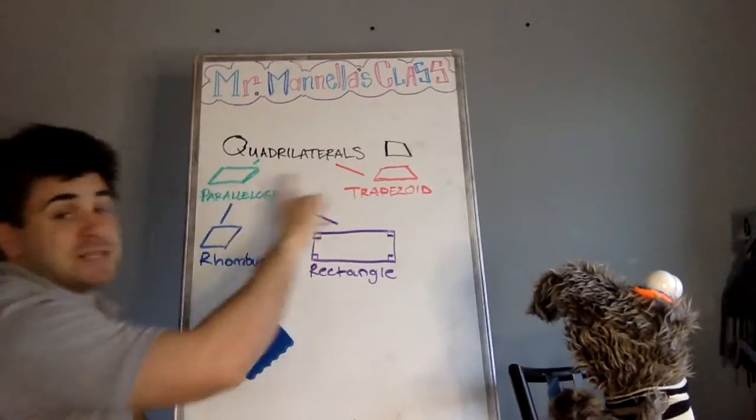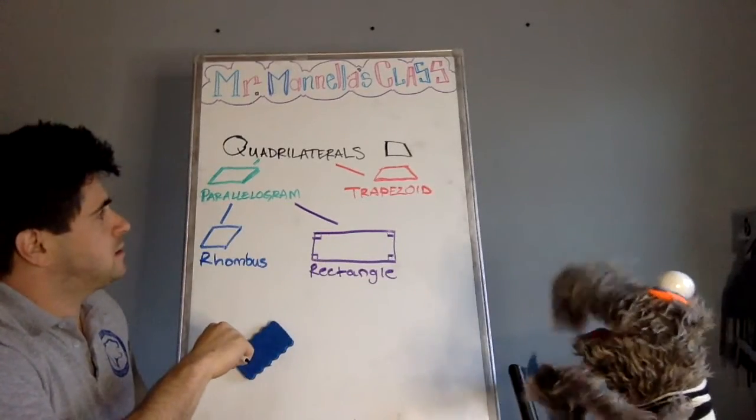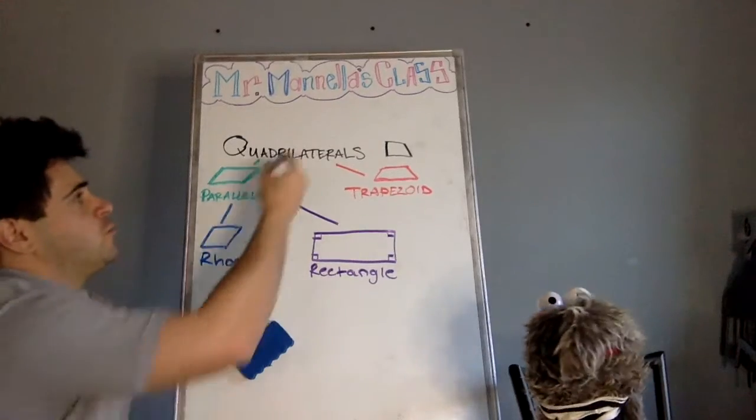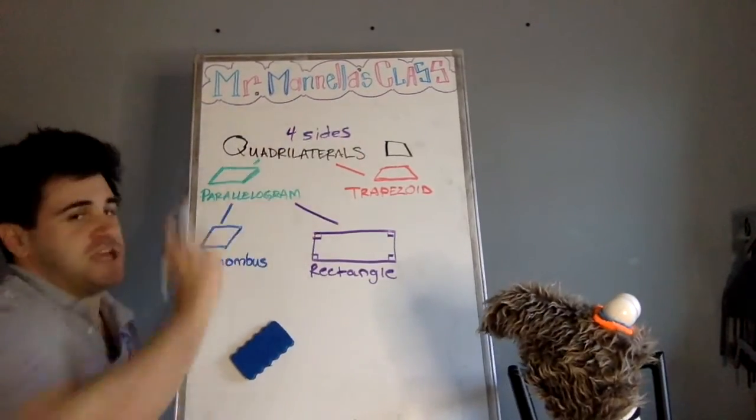They're all quadrilaterals, because they all have four sides. A trapezoid is like a little island by itself. It's its own thing. So quadrilateral just means four sides for a shape.